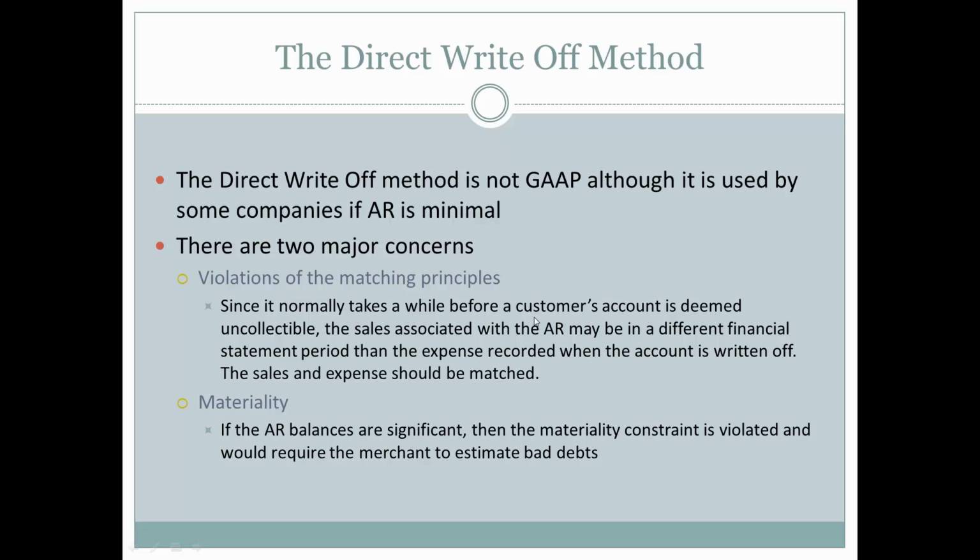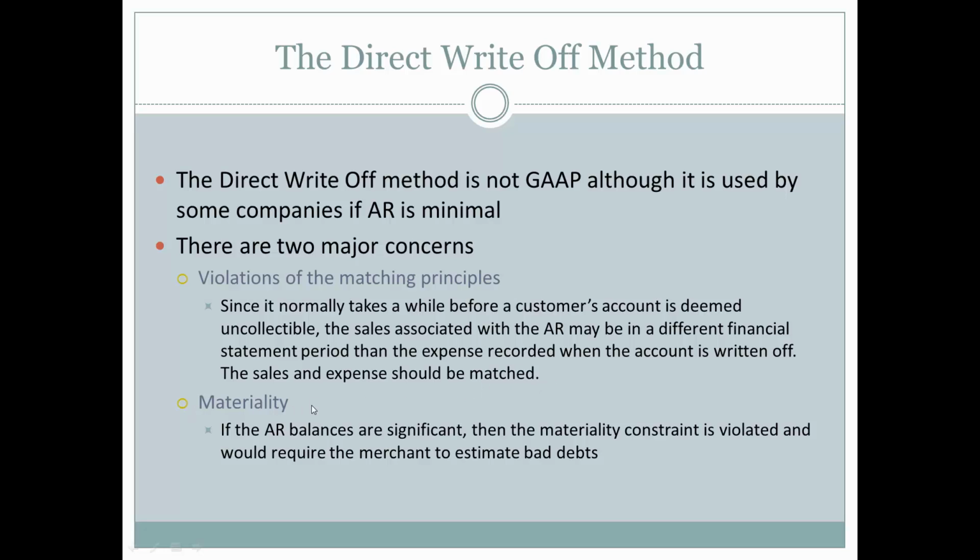Since it normally takes a while before a customer's account is deemed uncollectible, it could be 120 days or plus 120 days. So it's going to take a while before you determine that you can't collect on the account. The sales were 120 days ago, so the sales associated with the accounts receivable could easily be in a different financial statement period than when the expense is recorded. And so the sales and the expense wouldn't be matched.